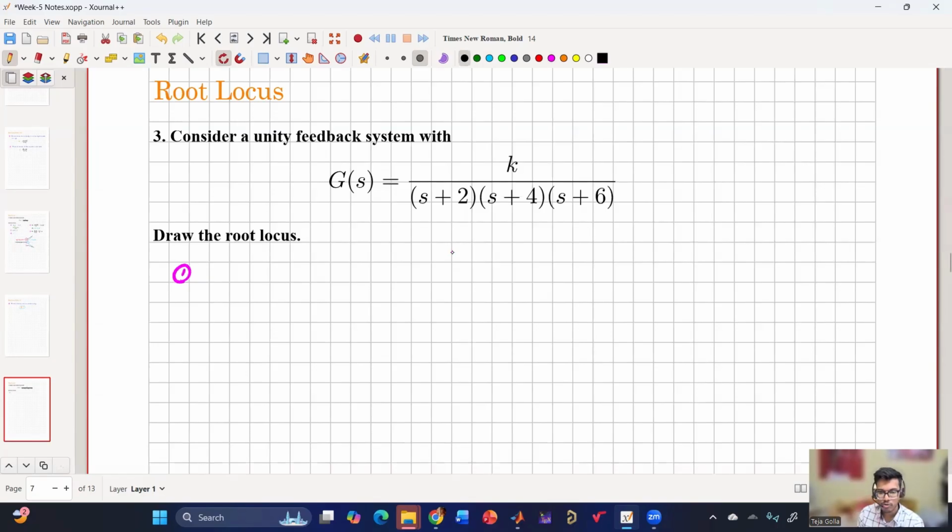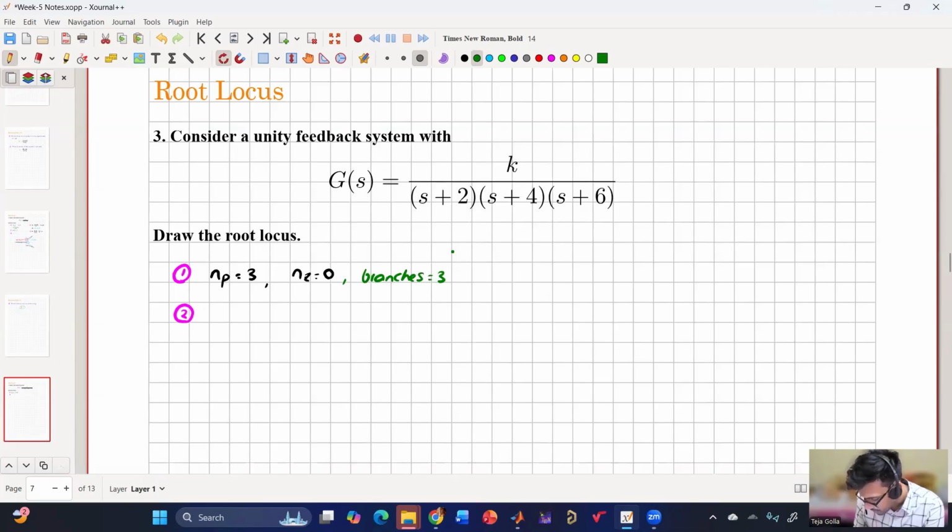Can you quickly tell the number of poles, sir? Three. And what is your name? Amresh, sir. Okay. So how many branches are there? Three branches, sir. Number of poles is equal to number of branches. Yes, very good.